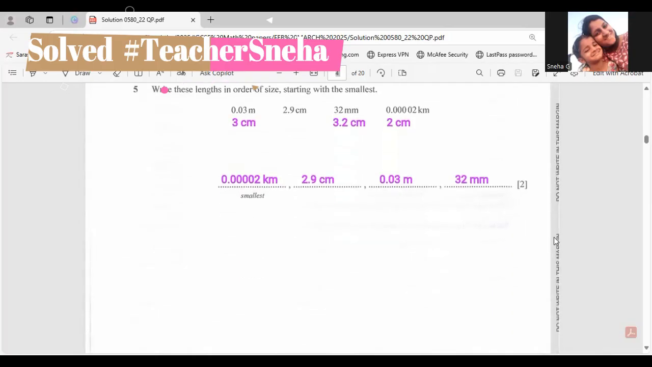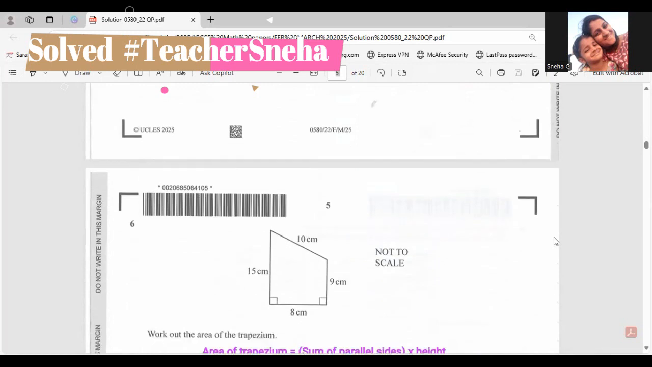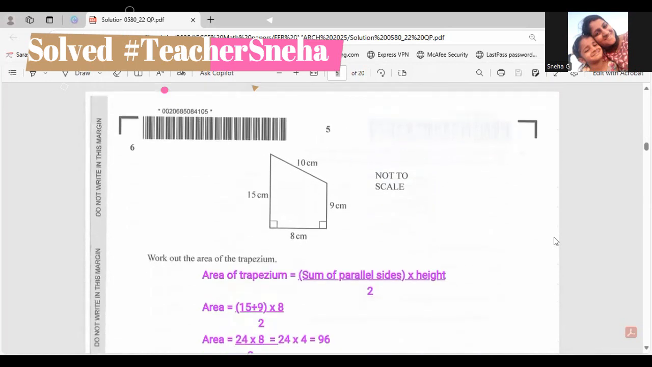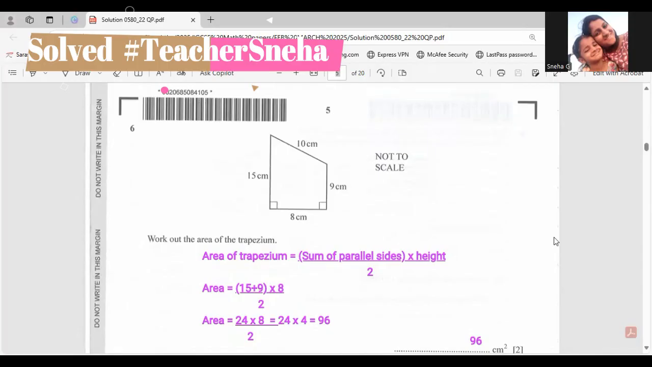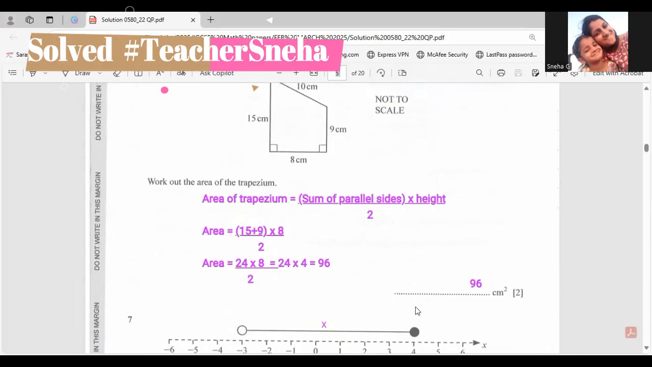Moving further to the next question, question number 6, we have been given a trapezium and we have to work out the area of the trapezium. So area of trapezium, the formula is sum of parallel sides multiplied by height, divided by 2. So sum of parallel sides here, 15 and 9 centimeters. These sides are parallel sides. So I add 15 plus 9 multiplied by 8 divide by 2. So 15 plus 9 we get an answer of 24. 24 into 8 divide by 2. On simplifying we get an answer 96. So this trapezium's area is 96 centimeters square.